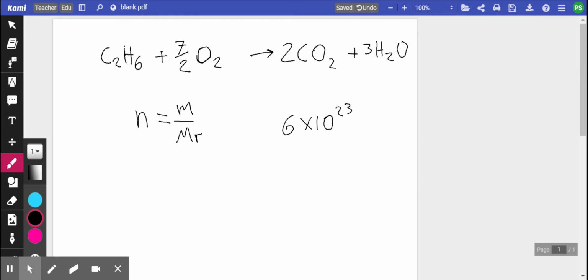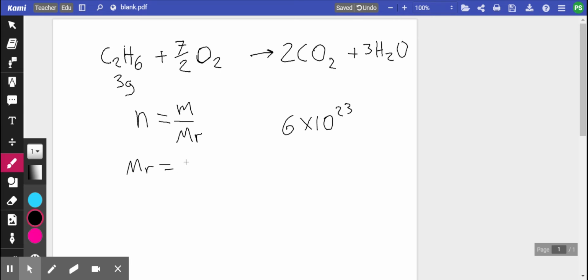Okay, so let us hypothetically say that we have 3 grams of ethane. And let's see how you can find the mass of, for example, CO2 or water produced. So using this equation to find moles, we've got 3 grams of ethane. We also need to find the Mr of ethane. And to do that, you need to look at the periodic table. For each element, there is an Mr stated, or an atomic mass.